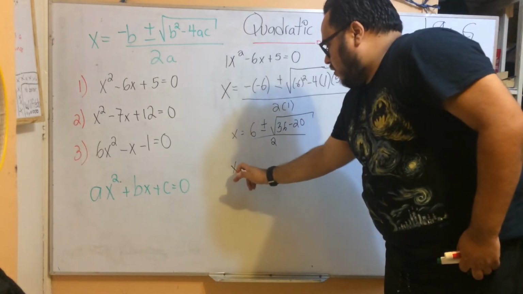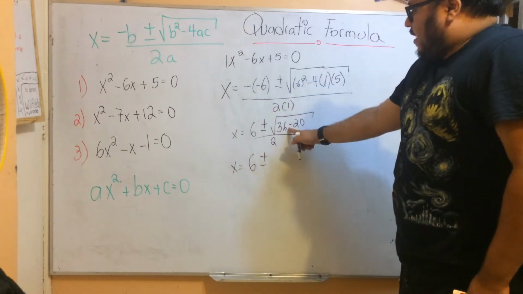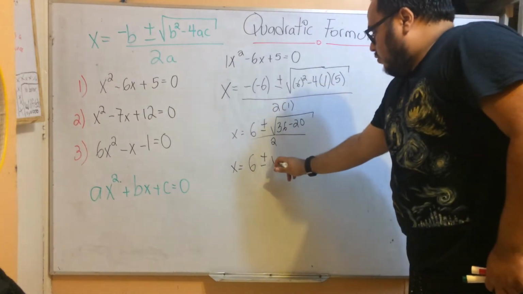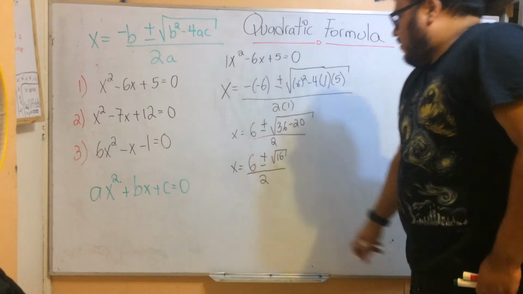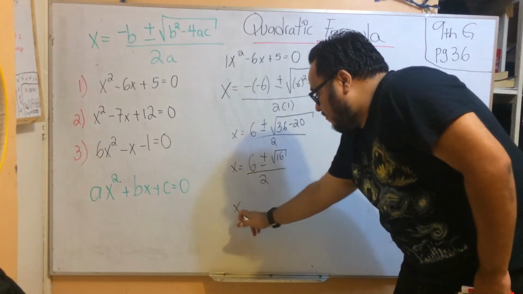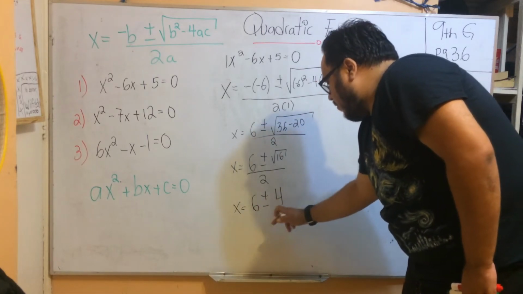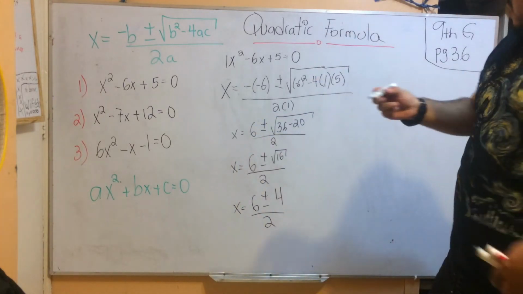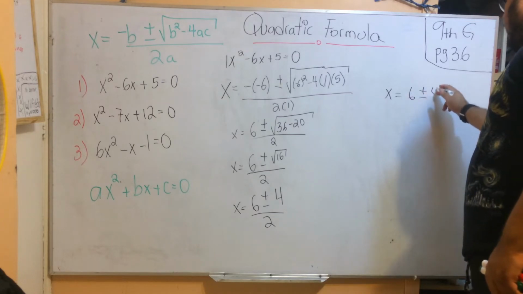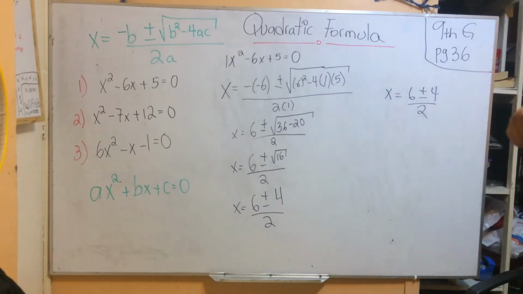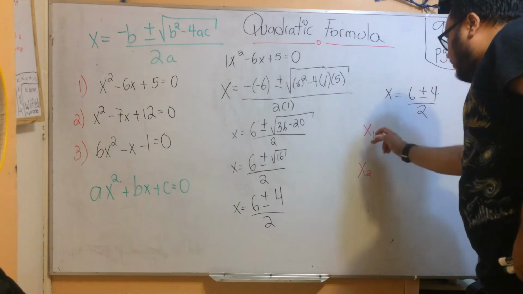Let's continue to solve. We have 6 plus minus, and then we have 36 minus 20, which is the square root of 16. All of this divided by 2. If we simplify one step further, we have 6 plus minus 4 divided by 2. When we have an answer like this, plus minus 4 divided by 2, that means we're going to have two answers. Let's call them x1 and x2.